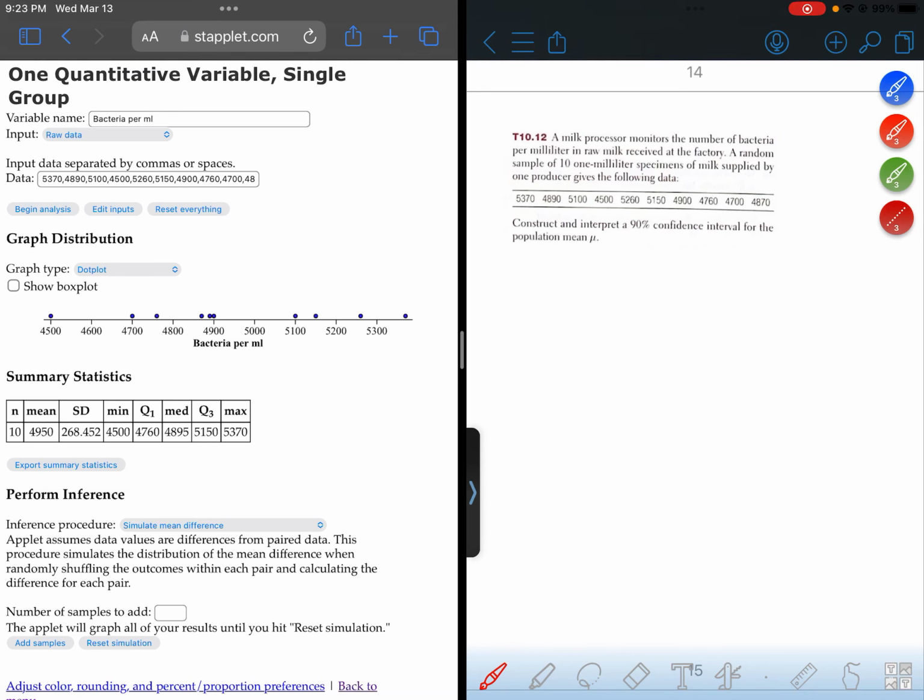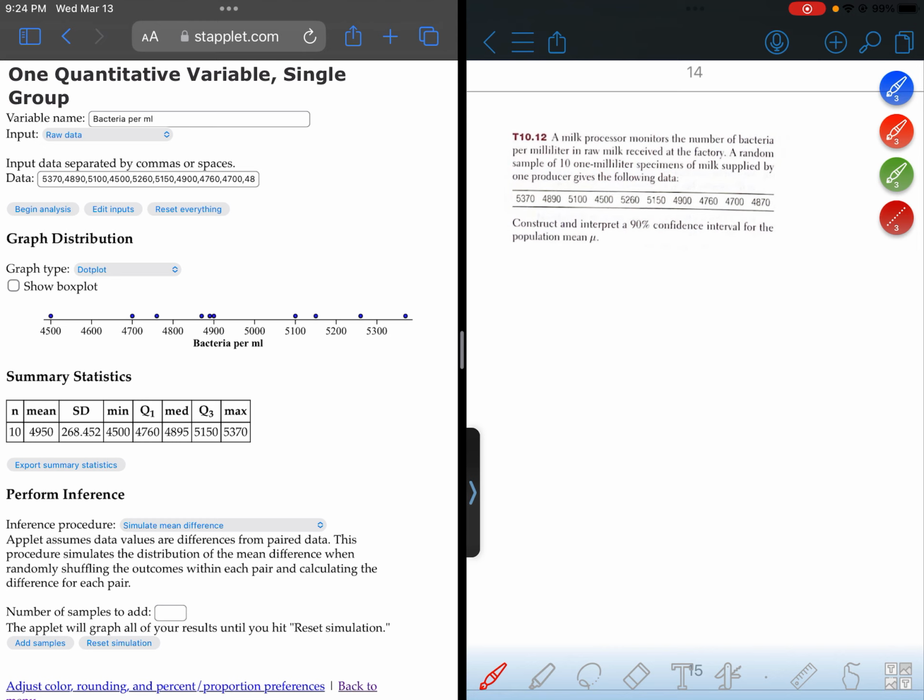T10.12. A milk processor monitors the number of bacteria per milliliter in raw milk received at the factory. A random sample of 10 1 ml specimens of milk supplied by one producer gives the following data. Construct and interpret a 90% confidence interval for the population mean mu. So this question just gives us the raw data.